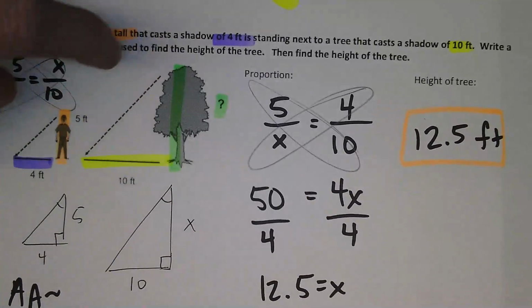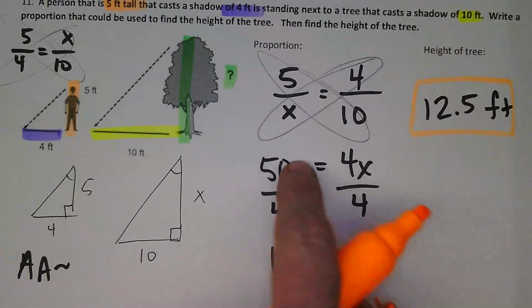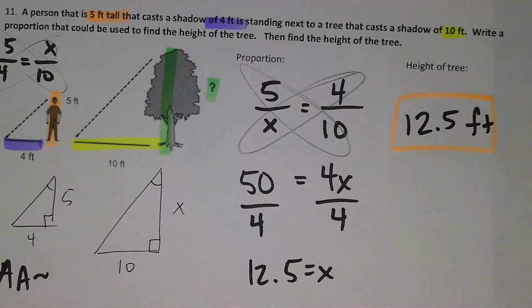So it's important that we can go from this diagram to recognize that there are two similar triangles, to set up the proportion, to use cross products to solve, to get our final answer.